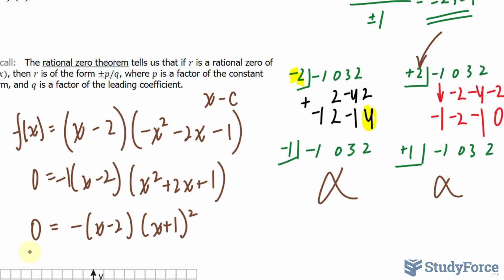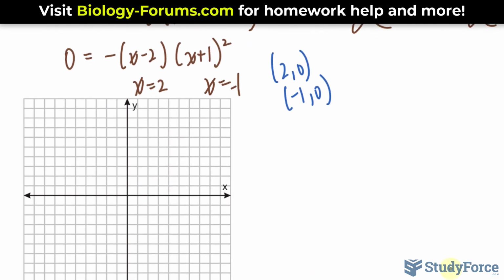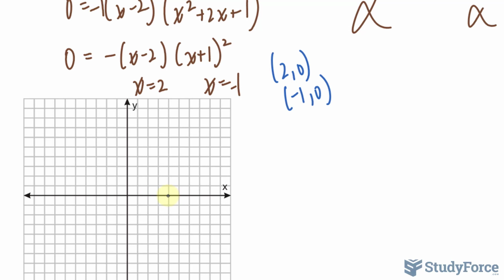Having set this equal to 0, we end up with two x-intercepts. An x-intercept at x is equal to 2, and an x-intercept at x is equal to negative 1. And of course, these can be written as points. So we have a point at 2 and 0, and a point at negative 1 and 0. Plotting these, we'll have a point. Let's say that this right here represents positive 2, that's positive 1. We'll have a point right here, and a point right here. That's negative 1 and 0.